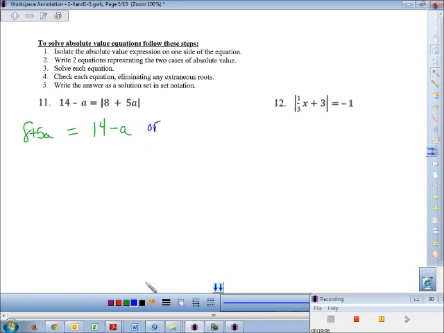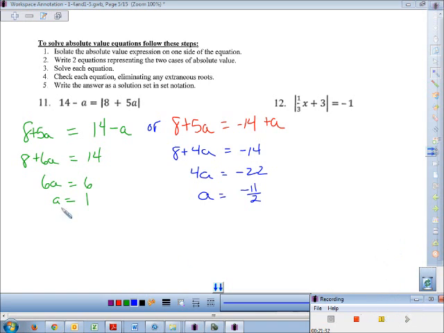The second one is we still take what's in the bars, 8 plus 5a. You remember how we distributed that negative 1 through on all there? It's opposite of this number, which is negative 14, and opposite of minus a, which is really a plus a. Are we cool with that before we move on of where those came from? It's the opposite of this, which changes all the signs. Solve them both. Please pause the video and get both solved. So we should have got a equals 1 and a equals a negative 11 halves.